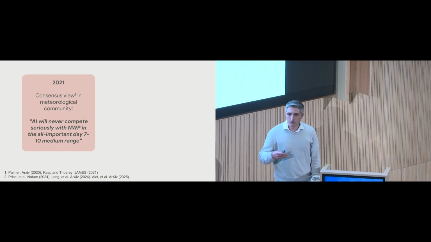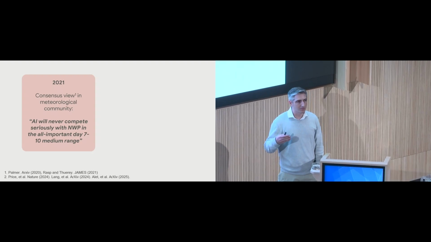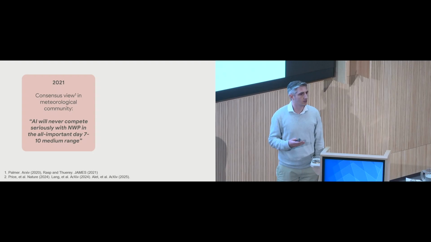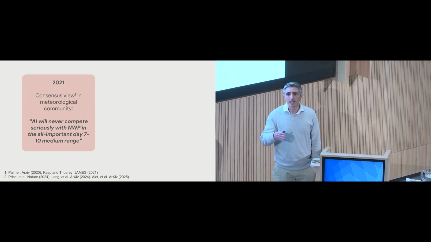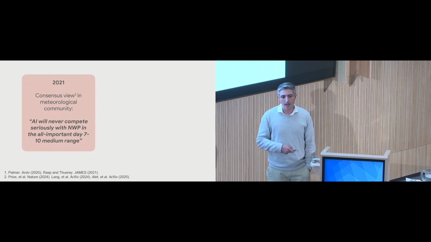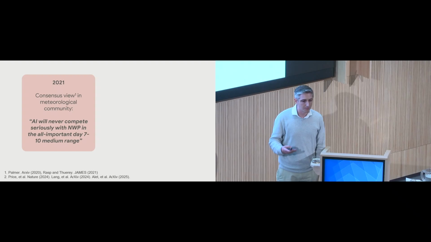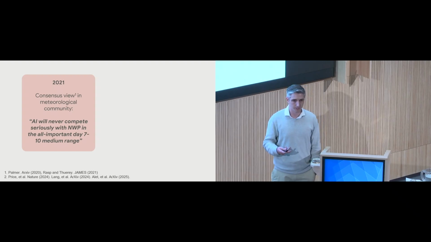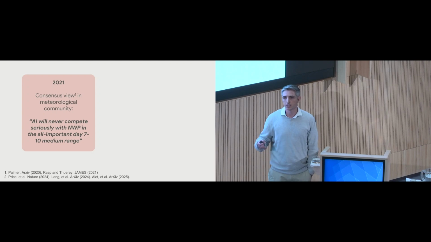Even if we go back just 4 years, the consensus view in the meteorological community, I think it's fair to say, is roughly captured by this, which was written by Tim Palmer, a renowned scientist in the field, which was that AI will never compete seriously with numerical weather prediction, that's physics-based models, in the all-important medium range. Medium range in weather forecasting refers to the 10-day to 2-week time horizon.